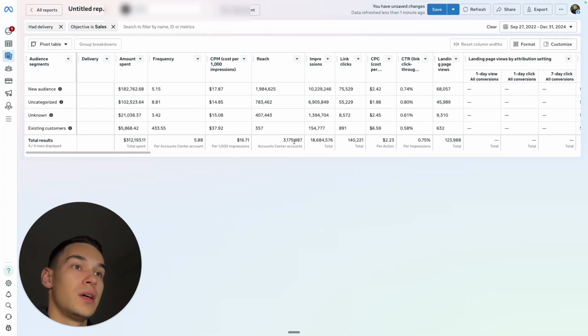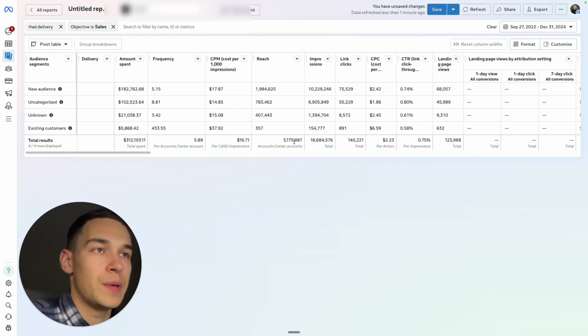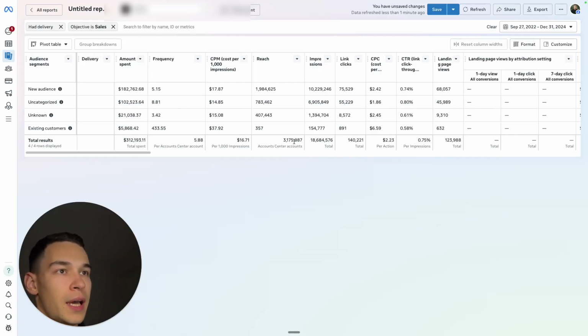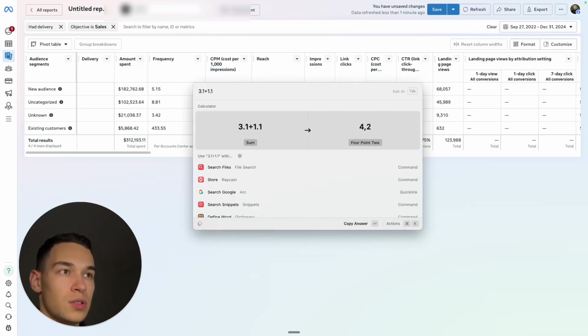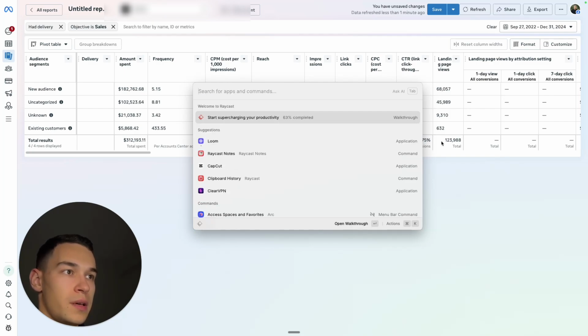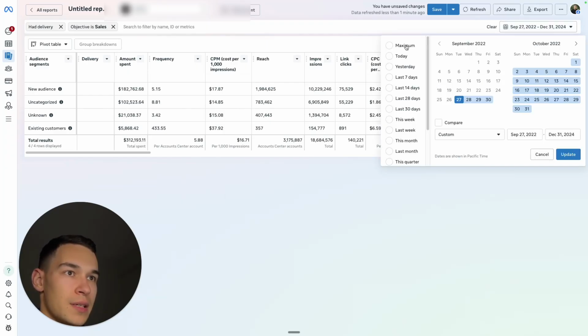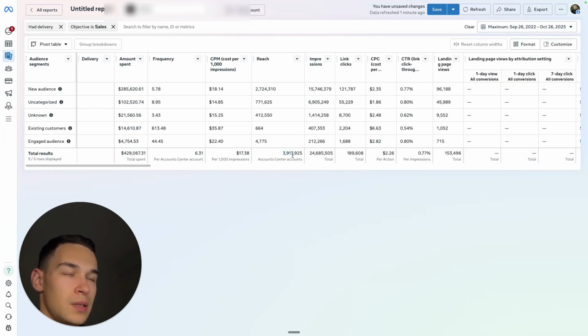3.2 roughly million people were reached before 2025, and during this year we reached 1.1. So in total 4.2, right? All right. And then if you select maximum again, we have 3.9, and that means we kind of wasted some budget here. I think I'm doing this correctly. Not 100% sure, but stay with me.